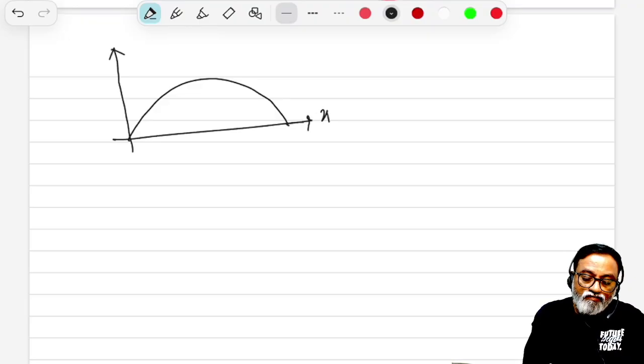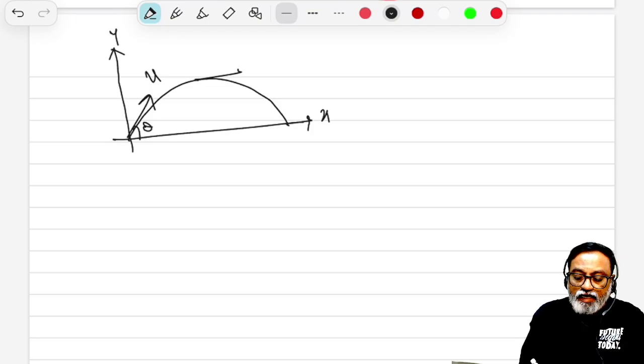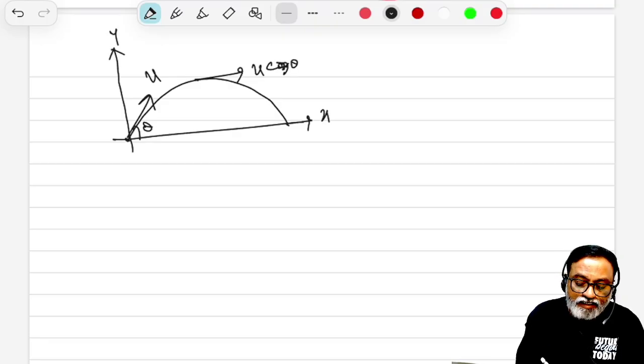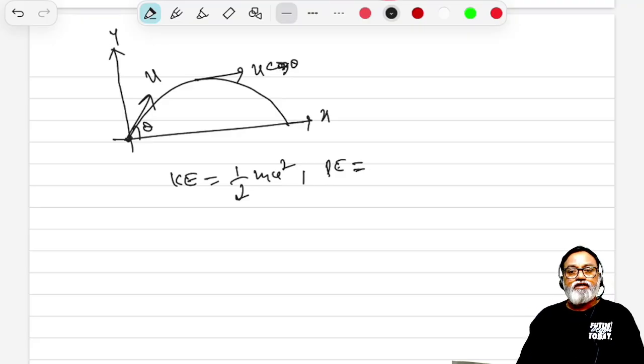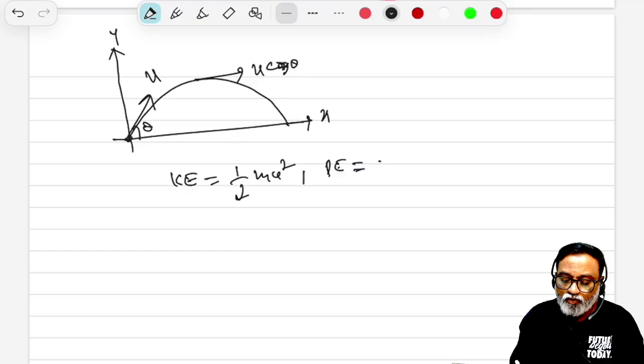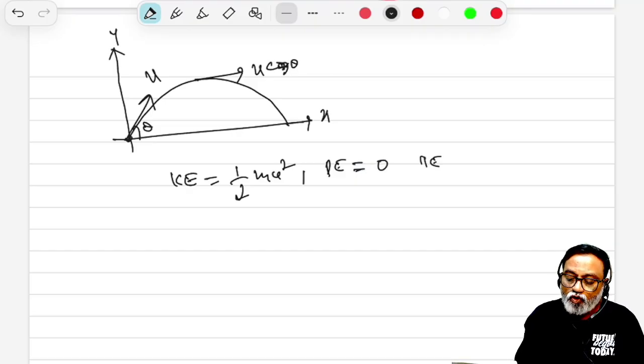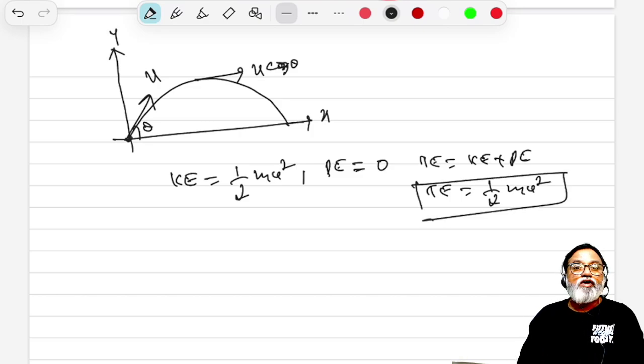For example, this is the x-axis, y-axis. If you project a body with an angle theta, at the maximum height its velocity is u cos theta. At the point of projection, kinetic energy is equal to half m u square. Potential energy: we are projecting from the surface of the earth, reference point taken as 0, therefore potential energy is 0. Therefore, total energy is equal to kinetic energy plus potential energy, which becomes half m u square. This is at the point of projection.